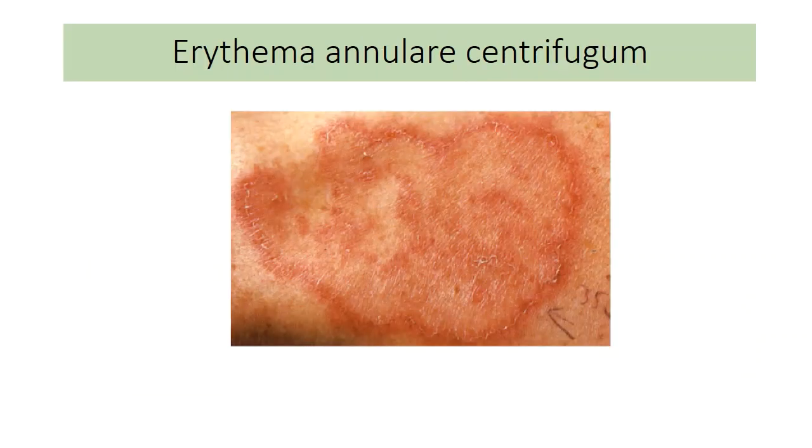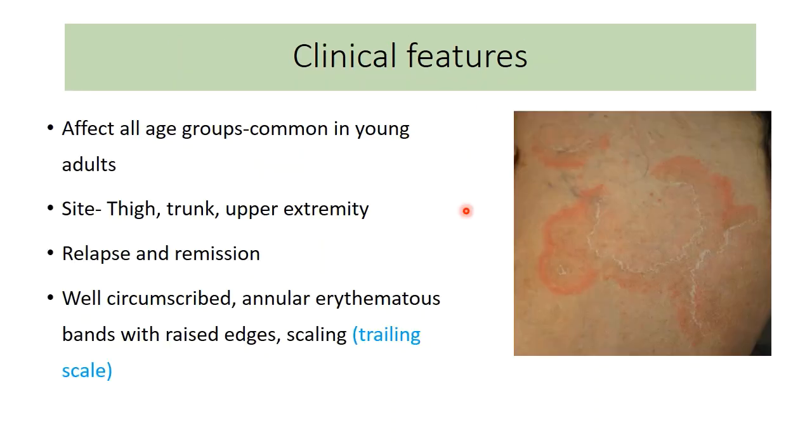The next entity is Erythema annulare centrifugum. It affects all age groups and is common in young adults. The most common sites involved are thigh, trunk and upper extremity. It can show relapses and remission. So here we can see a well circumscribed annular erythematous band with raised edge and trailing scale.